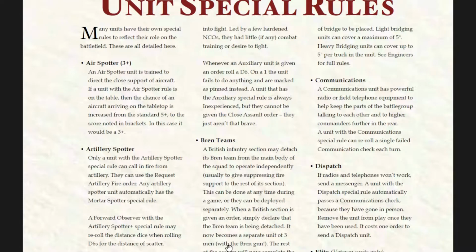From now on, the Bren team acts as a separate unit, so they must be given their own order, can become pinned, take their own morale test, and the British player must take a battle counter if the Bren team is destroyed. Once detached, the Bren team does not benefit from any of its parent unit's special rules, and they cannot rejoin their original squad during the game, and a squad may only detach 1 Bren team.